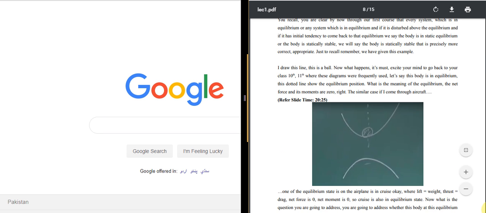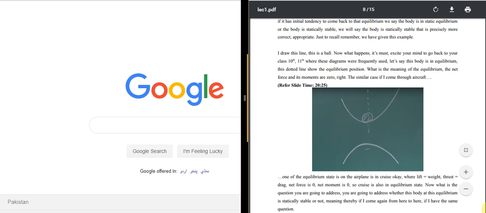I draw this line, this is the ball. Now it must excite your mind to go back to your class 10th, 11th, where these diagrams are frequently used. Let's say this body is in equilibrium. This dotted line shows the equilibrium position. What is the meaning of equilibrium? The net force and its moment are zero, right? We have discussed in physics that equilibrium means the force and the moments are zero. So that is why the point is said to be at equilibrium.